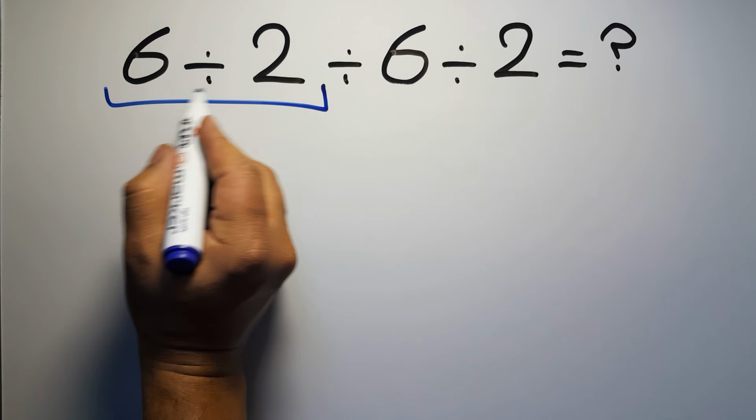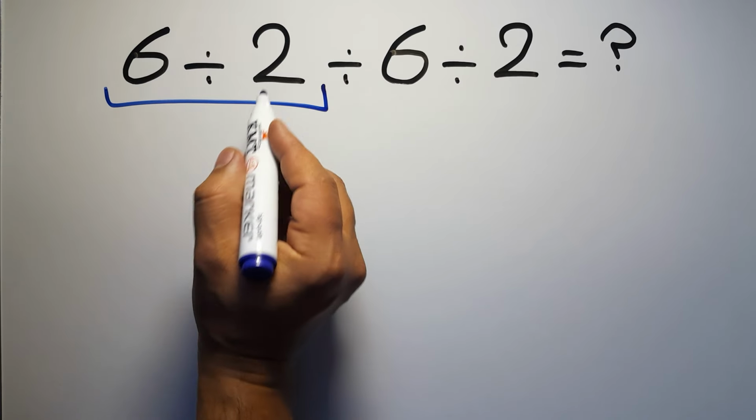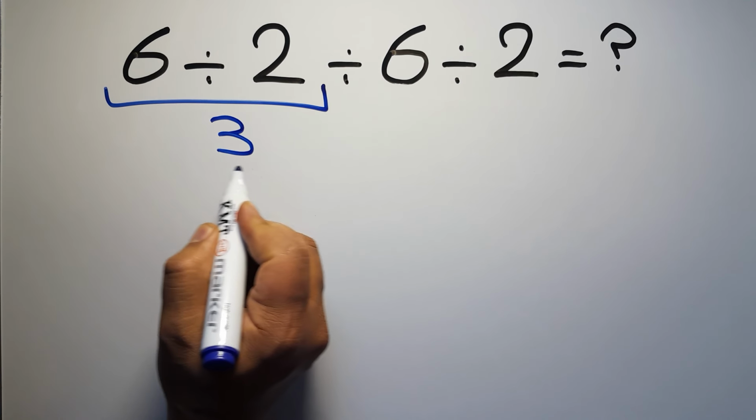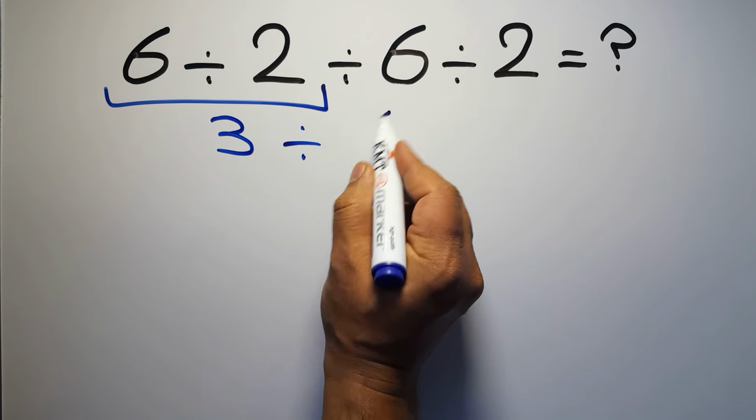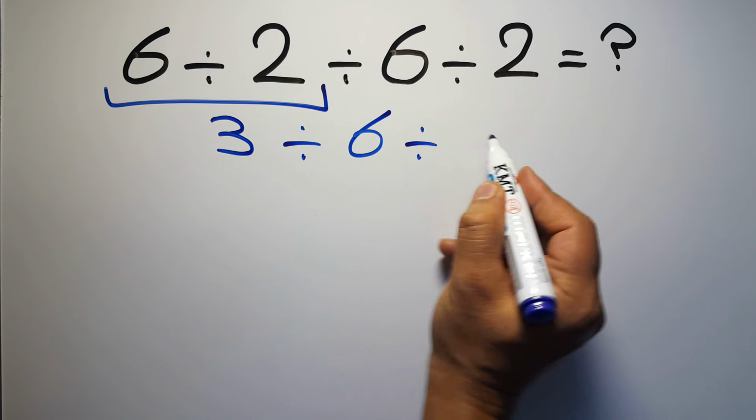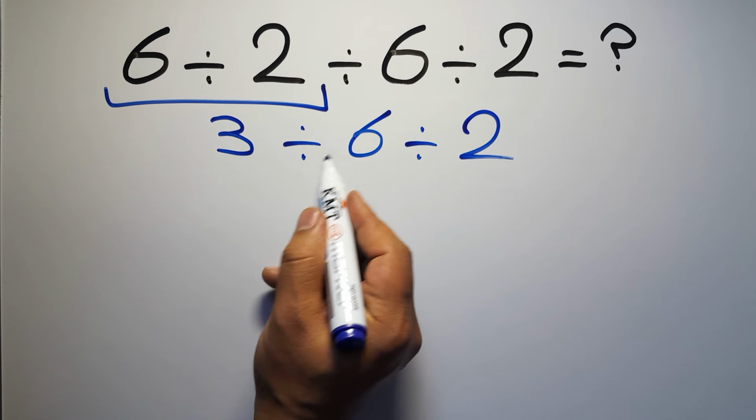So first we have to do this division. 6 divided by 2 equals 3. So 3 divided by 6 and divided by 2. Now we have to do this division.